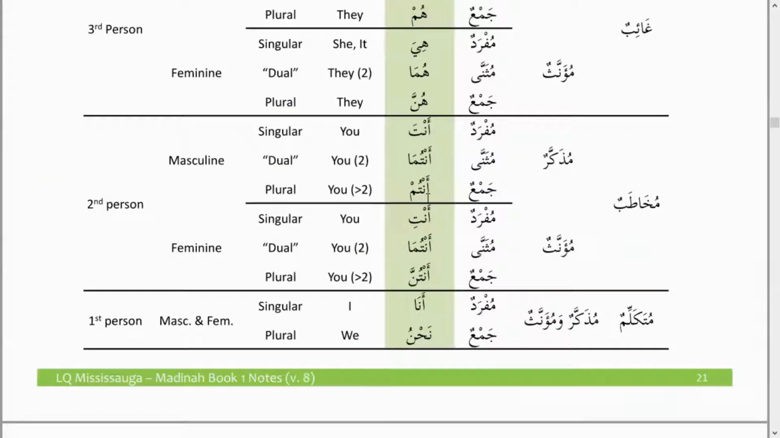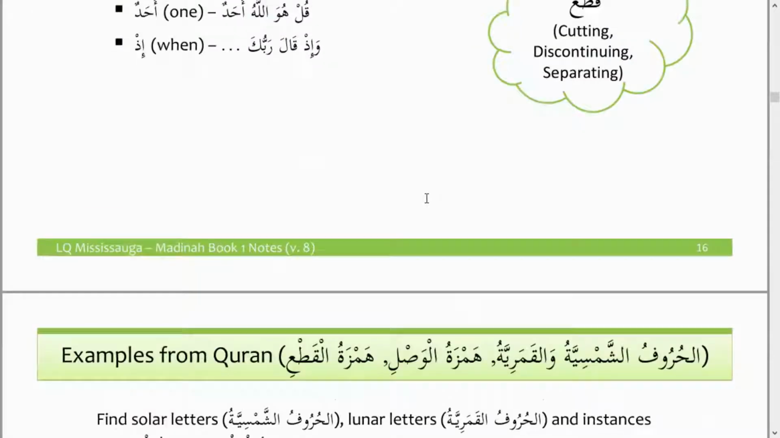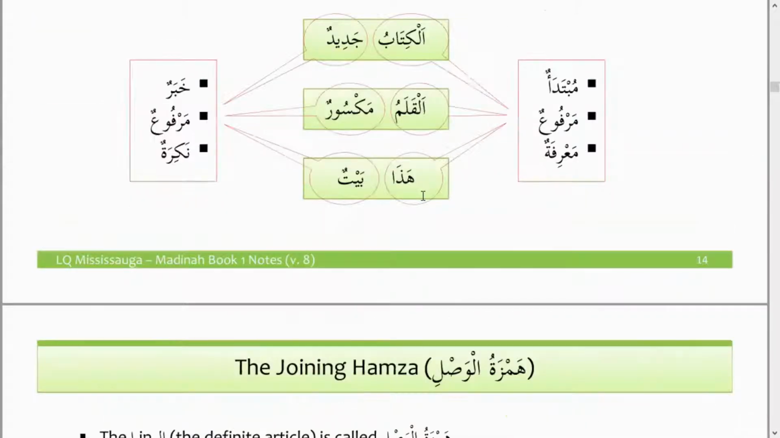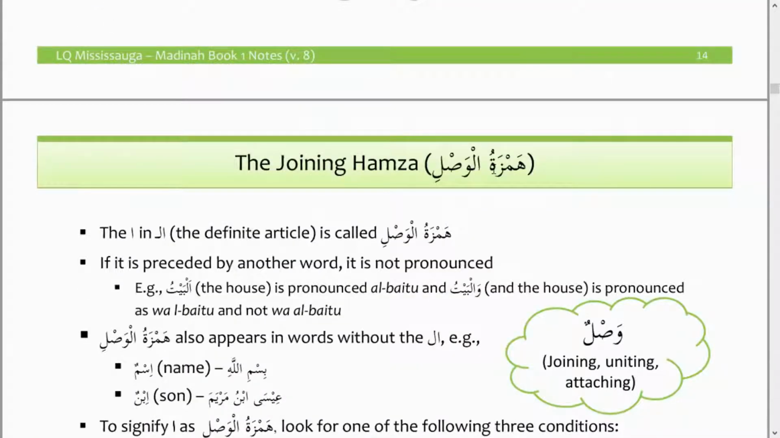And today I would like to introduce, we've been learning a little bit about these two things, but today let's look at the notes of these two. The joining hamza, which is called hamzatul wasl. So there are two types of hamzas actually. One is hamzatul wasl, which is also called the alif, by the way. Hamzatul wasl is like the alif.